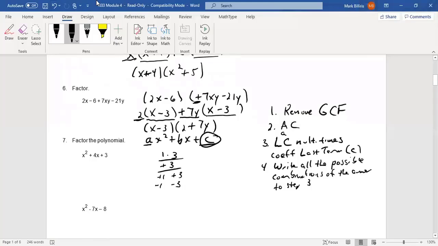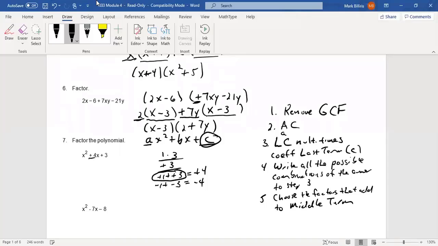Okay, I'm going to choose the factors that add to the middle term. So in this case, positive 1 plus 3 is positive 4. Negative 1 plus negative 3 is negative 4. The two that add up to my middle term, which is a positive 4, is positive 1 and positive 3.